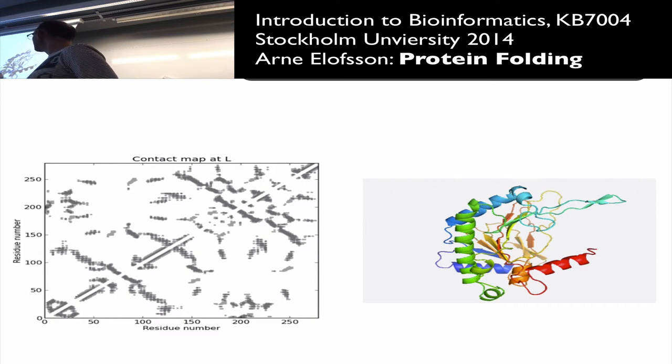So this is a protein structure, and this is a contact map. It's residue number versus residue number. You have a dot wherever two residues interact. So this is kind of obvious.